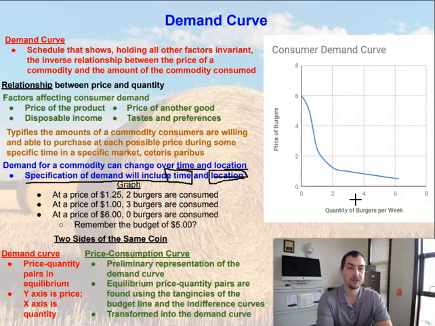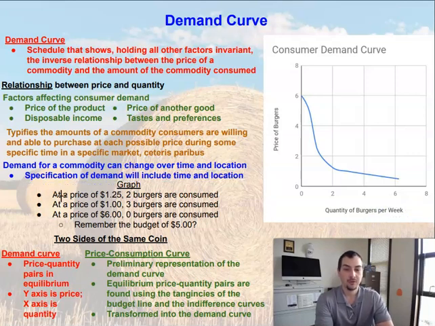So, if we look back on this demand curve, you see it says quantity of hamburgers per week. We've already hit on this, but at a price of $1.25, remember that there's 2 burgers that are going to be consumed, and we can draw that out on the graph like we did. At a price of $1, 3 burgers are going to be consumed. And at a price of $6, well, 0 burgers are going to be consumed because there's a budget of $5 and we can't afford it.